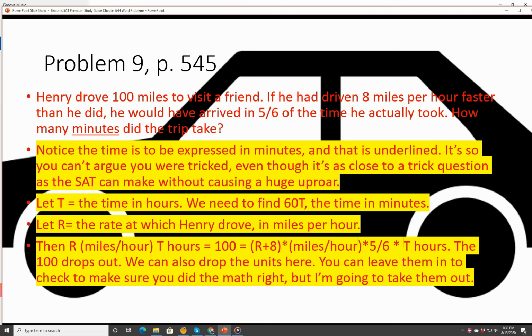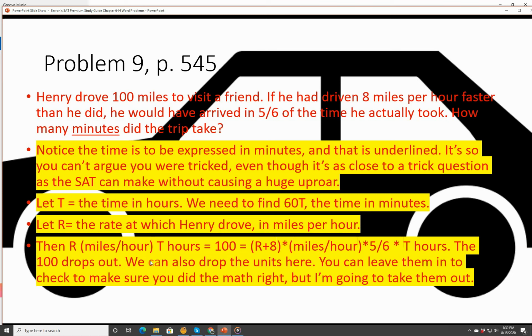So let t equal the time in hours. We need to find 60t, which is the time in minutes. First of all, let's just solve for t. Let r equal the rate at which Henry drove in miles per hour. Then r miles per hour times t hours equals 100 miles. You can just multiply (r plus 8) miles per hour times 5/6 times t hours, because the time would have been 5/6 whatever t is.